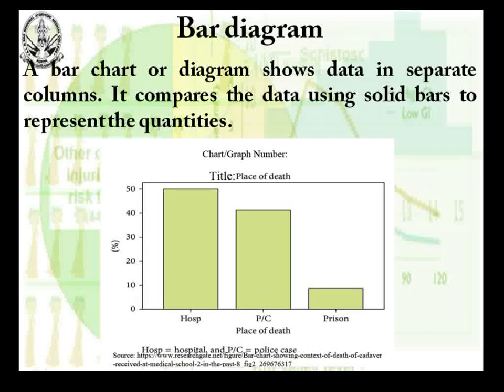Here you can see in the example, in the same way, chart or graph number, title. Here different places of death are given percentage-wise. So maximum deaths are occurring in hospitals. You can see the longest bar, while the minimum is in prison among these three cases. So this is the shortest bar.